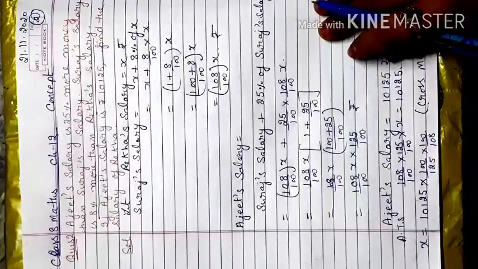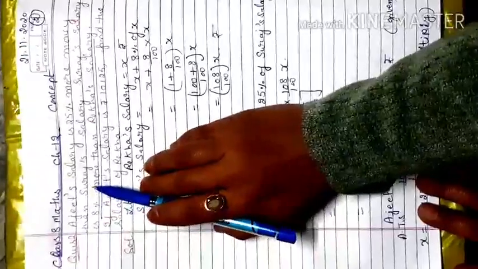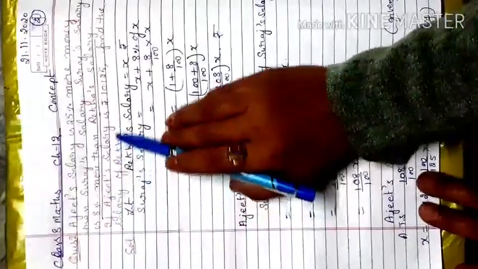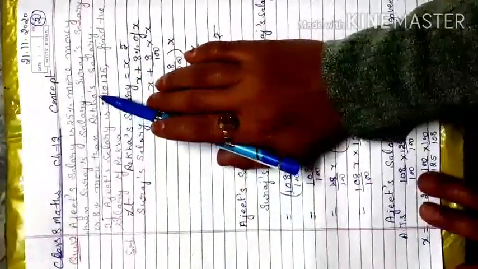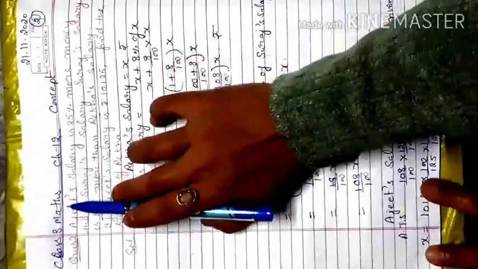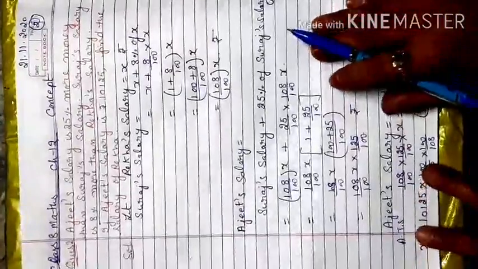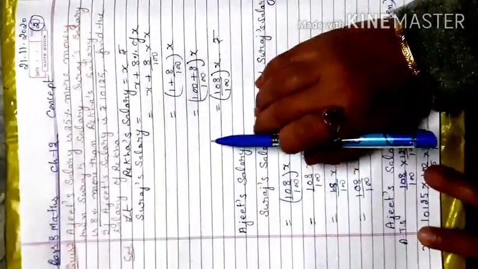So here we are dealing with three persons: Ajit, Suraj and Rekha. Here Rekha's salary is independent. Suraj's salary depends upon Rekha, and Ajit's salary depends upon Suraj. So first we will consider that Rekha's salary is equal to x rupees.